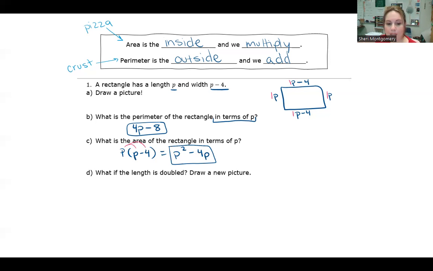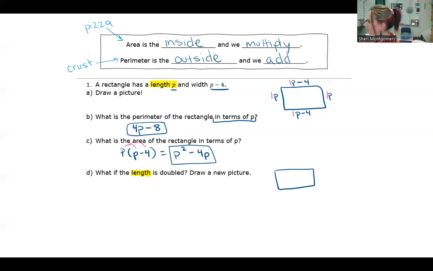Part D says, what if the length is doubled? Draw a new picture. Okay, well, I told you that it didn't matter how you labeled it with length and width, but it did tell us about the length. It says that the length is P. So that means that we're only going to manipulate P. It says draw a new picture. So I'm going to just make another rectangle. And it says wherever I see P, it's doubled.